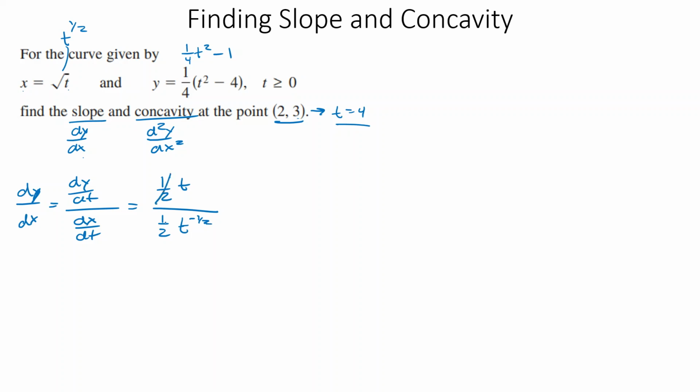So the 1/2s are going to cancel. Cool. I can bring this up, and then we've got t to the first and t to the 1/2, which is going to give us t to the 3/2. So there is our first derivative. If we want to find the slope, we plug in 4.